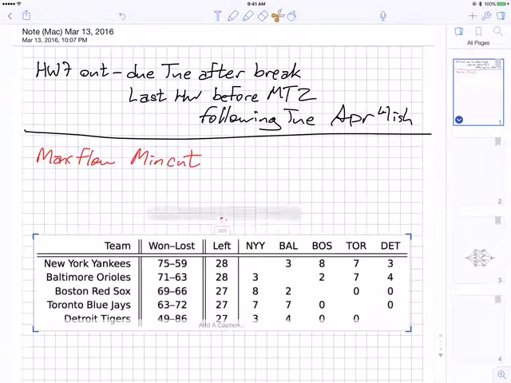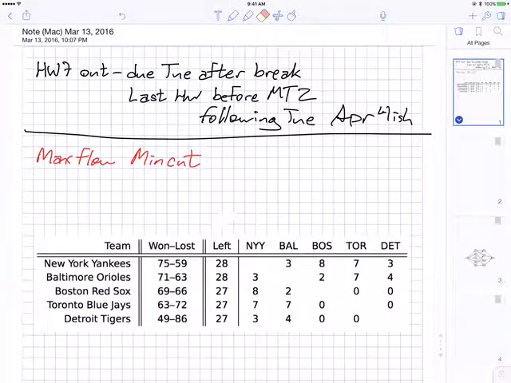Okay, so these are, I believe, the American League standings sometime in August of 1996, for one of the clusters of baseball teams in the American League. There are five teams. These are the records. 75 games won by the New York Yankees, 49 games won by the Detroit Tigers. The Yankees had 28 games left to play in the regular season. Detroit had 27.